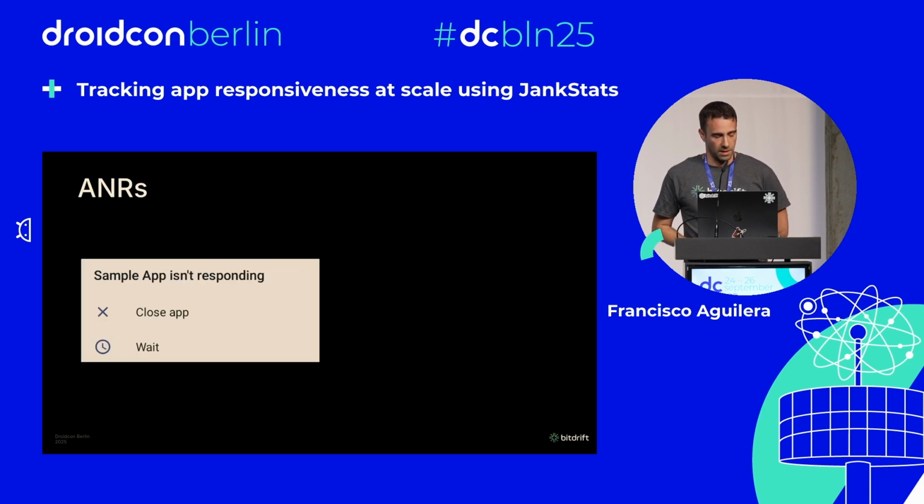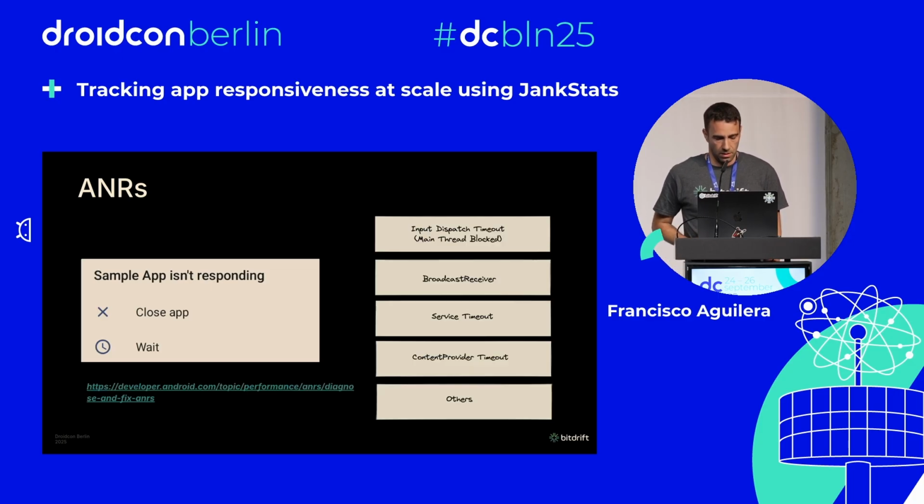ANRs: most people think an ANR is just the main UI thread being blocked for 5 seconds, right? There's more to that. It's not only the main thread. Oftentimes it's a service timeout, a content provider, or maybe not responding to a binder call. There's a link here with a great explanation of how to diagnose your ANRs from the documentation itself. I recommend you check it out. But for the purpose of the talk, we're going to focus more on input dispatch timeout on the main thread.